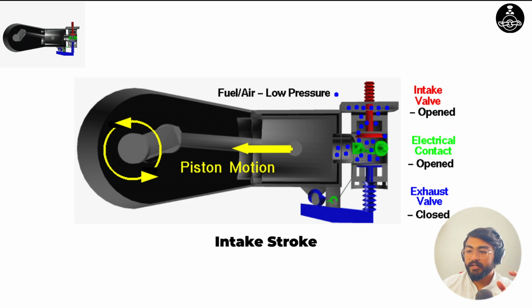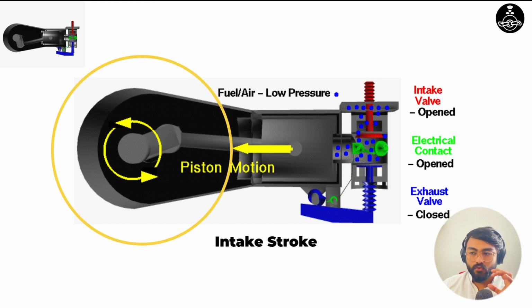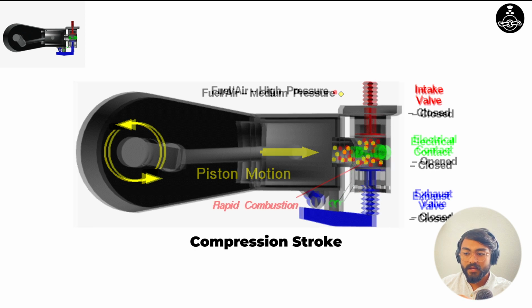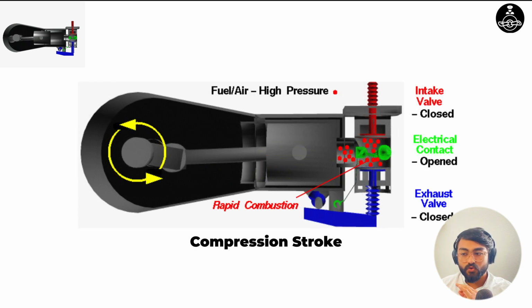Now, at the end of the intake stroke, the piston is all the way towards the crankshaft. Then comes the compression stroke, in which the piston moves towards the top again. In this stroke, both the intake and the exhaust valves are closed, and the fuel and air mixture that was present in the cylinder is now getting compressed. As you can see with the yellow, it is starting to increase in pressure.